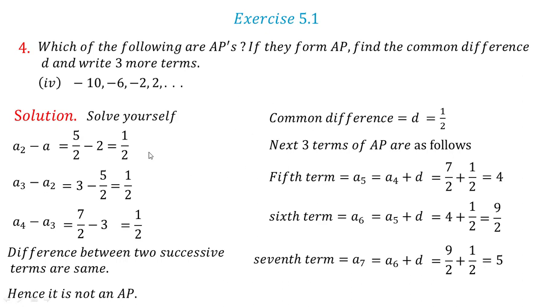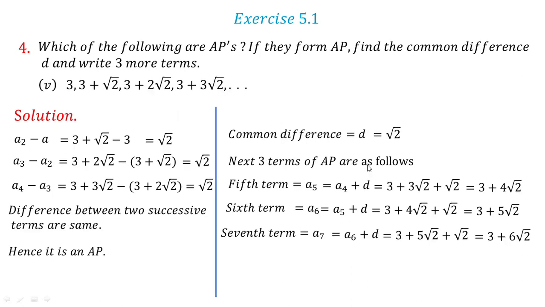Here the common difference we are getting is 1 by 2, so it is an AP, and we can find the next 3 terms. Now here in this problem, 3, 3 plus root 2, 3 plus 2 root 2. So when you subtract A2 minus A1, or A3 minus A2, or A4 minus A3, what are you getting? You are getting root 2 as the common difference. So as you are getting root 2 as the common difference, you will say that this is an AP. Here the common difference is root 2. And you can find the next 3 terms.